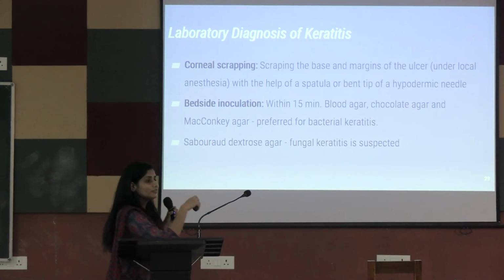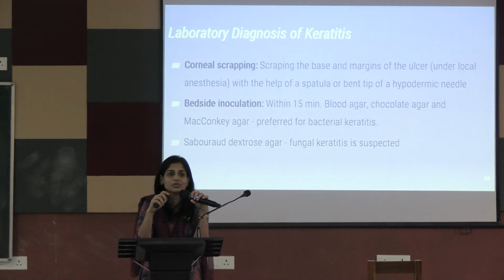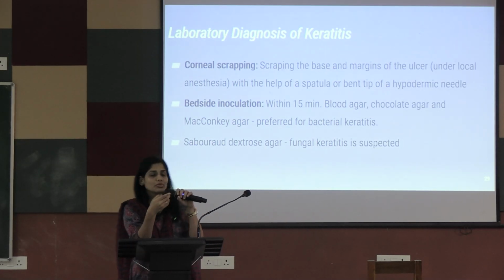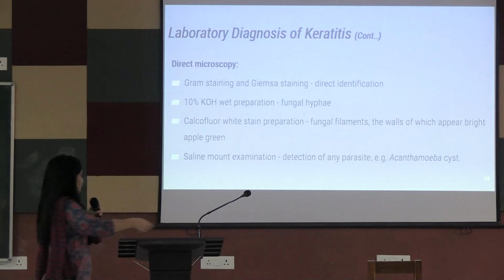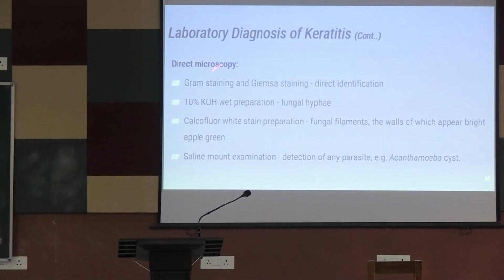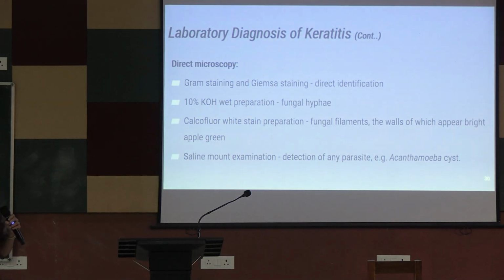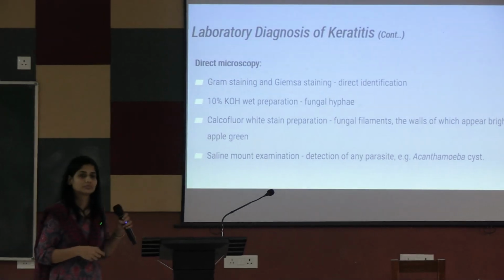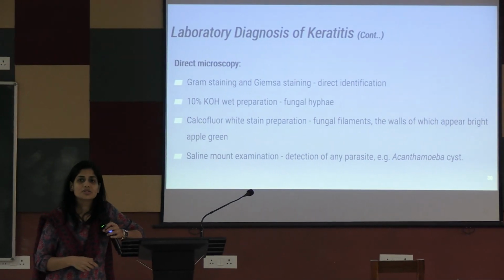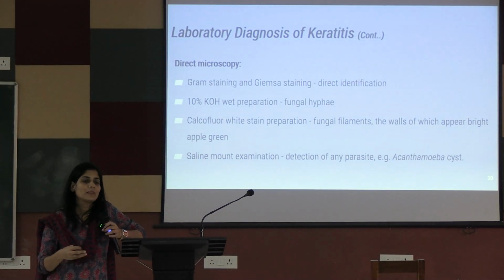Or in case of fungal keratitis, what will you use? Fungal media, which is Sabouraud's dextrose agar. Then, as the person suggested, Gram staining, Giemsa staining has to be done. You can go for KOH mount. What does KOH mount do? It dissolves the tissue and makes the fungal elements visible.